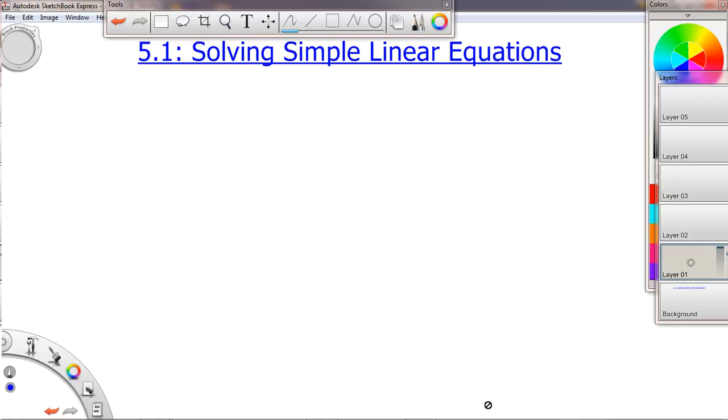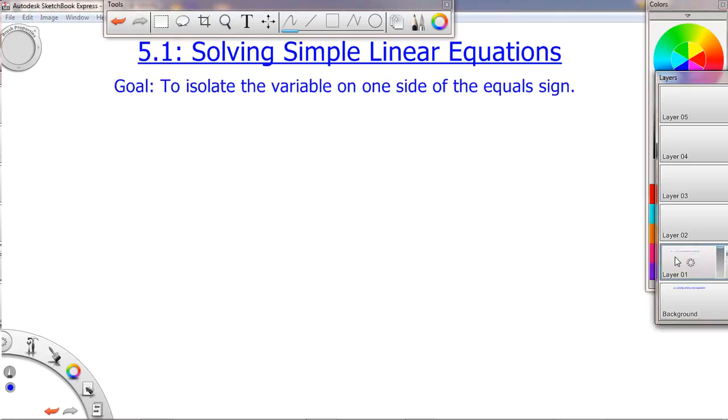Okay, now as I said in the lecture, our goal is to isolate the variable in these equations on one side of the equal sign. Okay, and I'm just going to go through some examples. I think that's the easiest way to do this, so let's go ahead and do that.